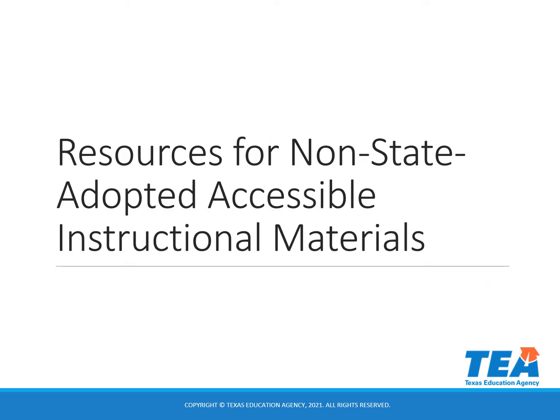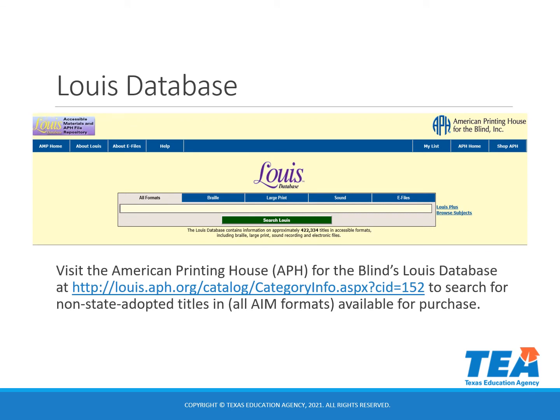Here are a few resources for non-state adopted accessible instructional materials. As a reminder, districts are responsible for the cost of non-state adopted AIM titles. Allotment funds or IDEA Part B funding can be used to pay for it. You can visit the American Printing House for the Blind's Lewis database to search for non-state adopted titles in all AIM formats. You can search by ISBN or title, and you can pull up all of the vendors and all of the formats available for purchase.